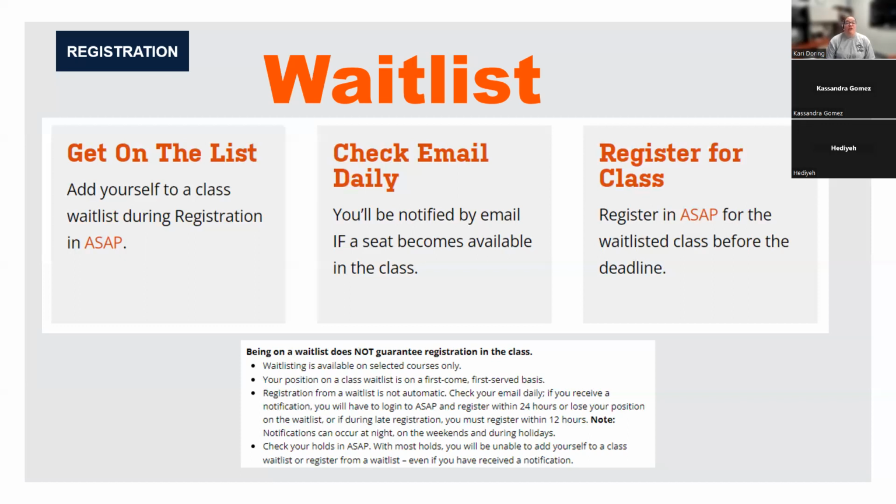And then lastly, if you do get that registration email, you need to go into your ASAP and register for that course. If you miss a time period, unfortunately, there's nothing we can do. You would have to put yourself back on that wait list. Last I checked, the wait list ends on January 24th for the spring semester. So you still have some time. So just keep that in mind.